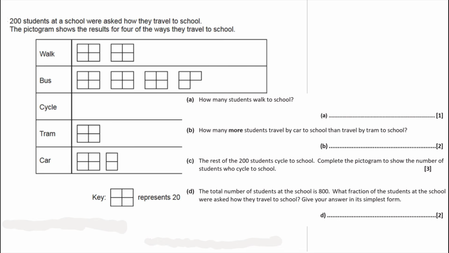Question 1. 200 students at a school were asked how they travelled to school. The pictogram shows the results for 4 of the ways that they travelled to school. Part A says how many students walked to school. Now we've got this key down here that says one of these shapes here represents 20 students. If we have a look at the walk section, you can see we've got 2 of those. So each one of those is worth 20. So altogether then, walk is 2 lots of 20, isn't it? It's going to be 40. So 40 students are going to be walking to school.